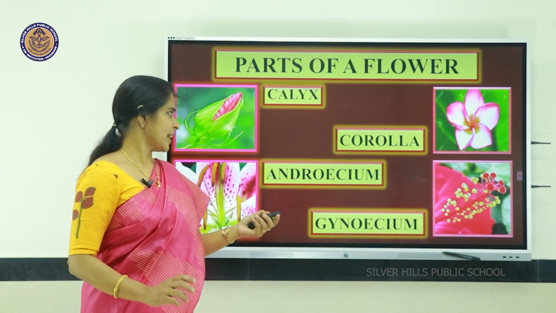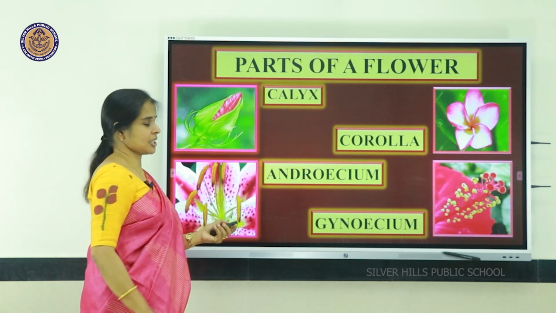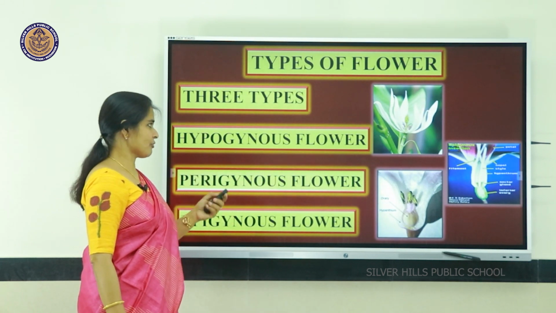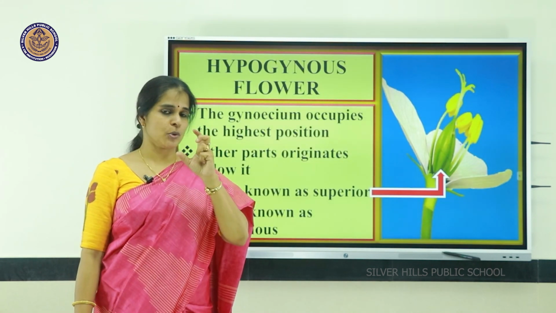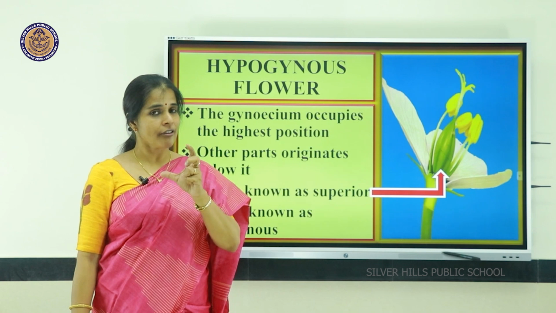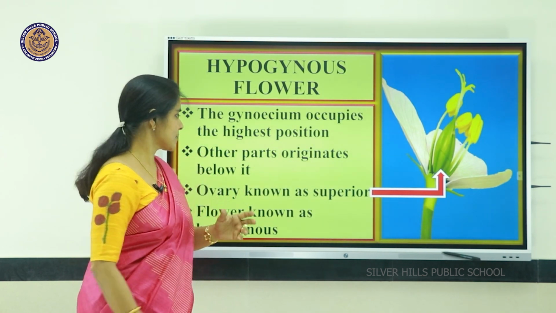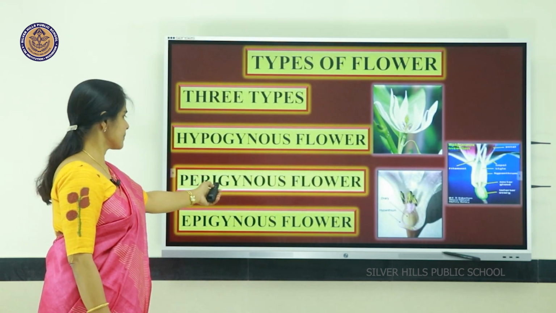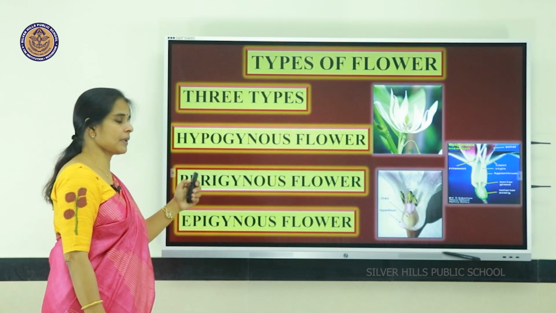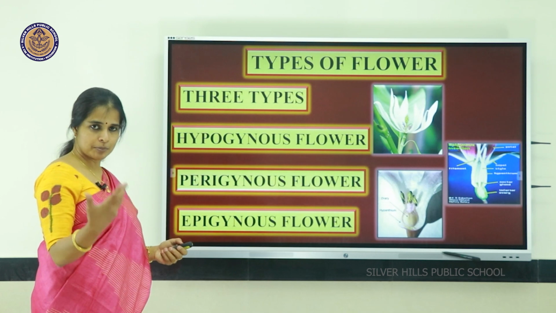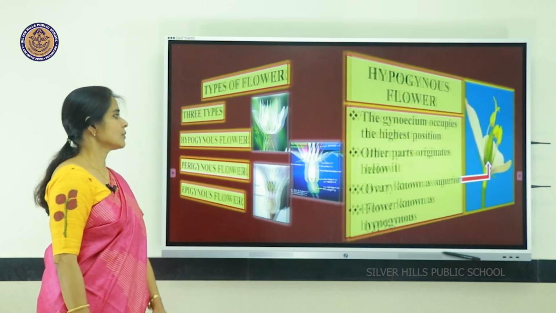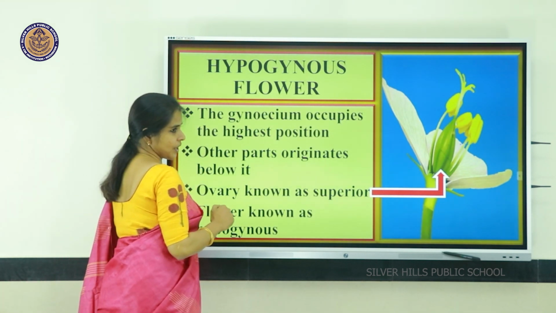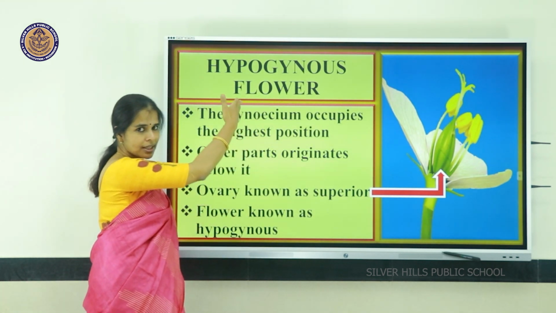So, before moving to each part, let me explain one more thing about flowers. Based on the position of the gynoecium, flowers can be divided into three types: hypogynous flower, perigynous flower, epigynous flower. Now, what is the position of what? Gynoecium. In a hypogynous flower, which I have written already, you know that it is a hypogynous flower.